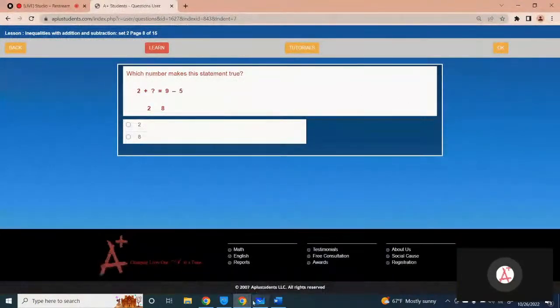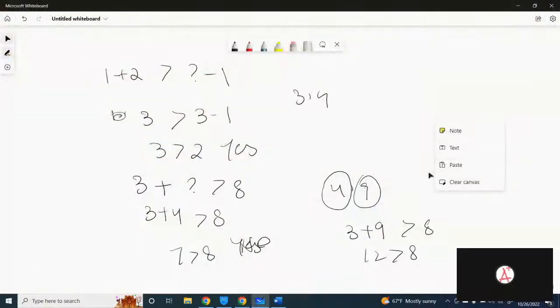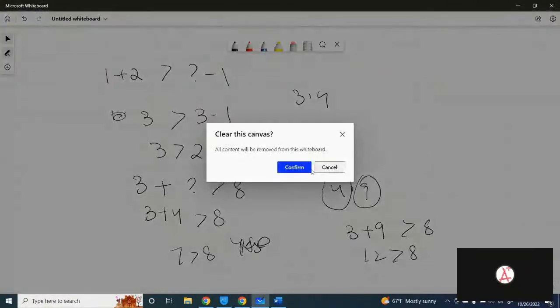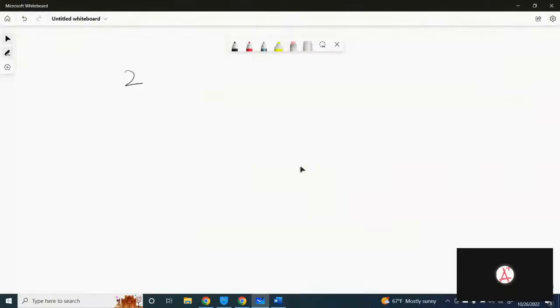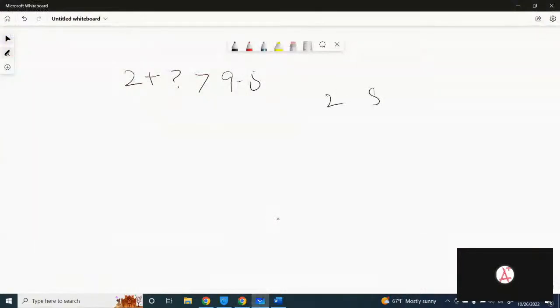Okay, 2 plus the missing number is greater than 9 minus 5. The options are 2 and 8. Let's check for the 2. 9 minus 5 is 4. 2 plus 2 is 4. 4 is greater than 4? No, they are equal. That means 2 is the incorrect option.